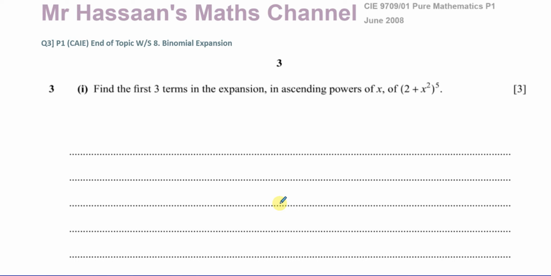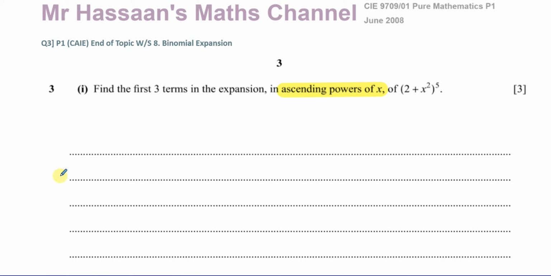This is a question on binomial expansion, and it's actually question number 3 as well from my P1 end of topic worksheet from my Cambridge collection of P1, and the whole worksheet is about binomial expansion. So here part 1 says find the first 3 terms in the expansion in ascending powers of x of (2 + x²)⁵.